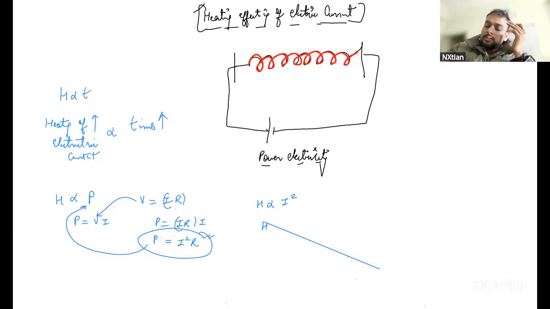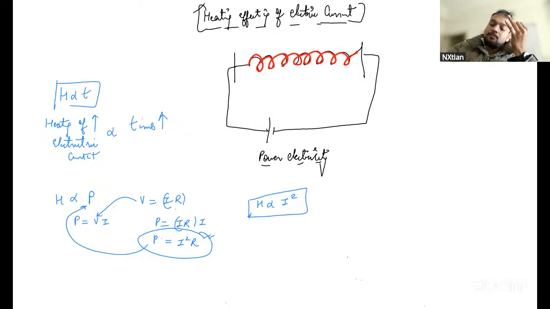So heat is directly proportional to time. Heat is directly proportional to power. Heat is directly proportional to I square. And heat is directly proportional to R also. I told you, heat always dissipates when current is flowing. Resistance is stopping it, and because of that friction, the heat is dissipating. So if the resistance of a circuit is high, then it will release a large amount of heat.